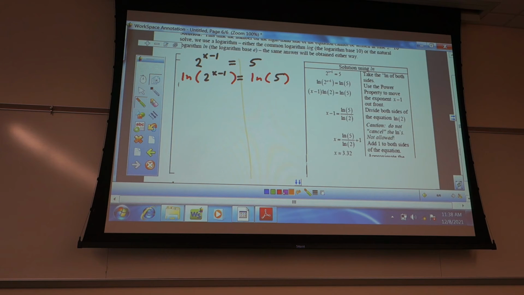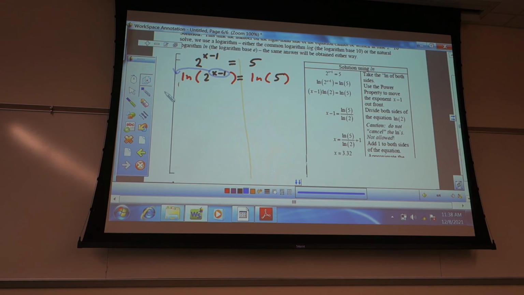All right, and what that lets me do is use my nifty property of taking the x minus 1 and moving that in front. So now I have x minus 1, and leave it in parentheses if it's more than just x, so that you don't just multiply the negative 1 times the natural log of 2, you multiply all of it, like you should. Natural log of 2 equals natural log of 5.